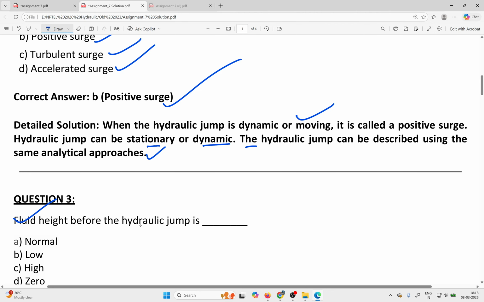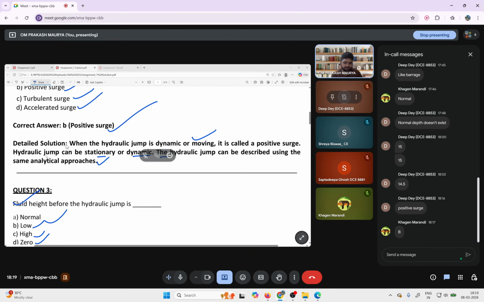A fluid height before the hydraulic jump is normal, low, high, or zero. Comparatively, here you need to tell before the hydraulic jump. Everyone, please just think on that. I have earlier explained also graphically and all. So if you think, definitely you are able to give the answer for this question, question number 3.